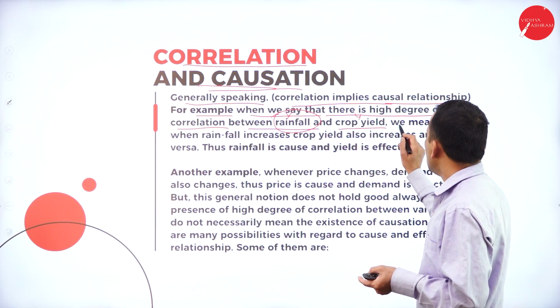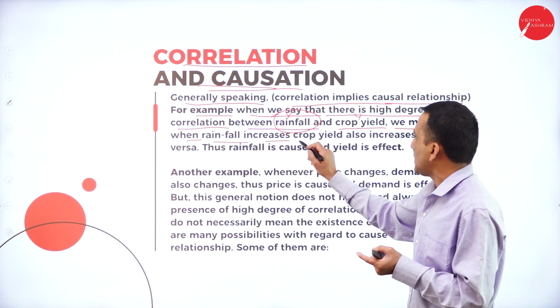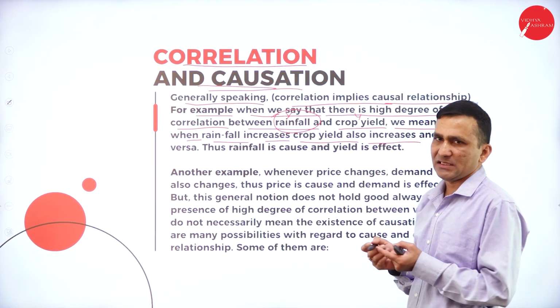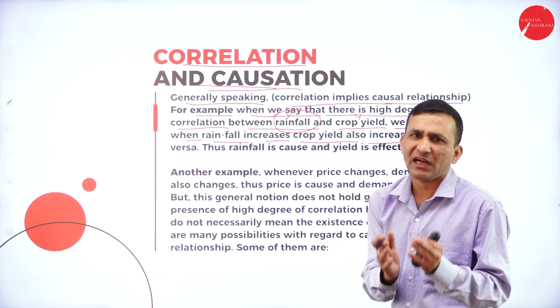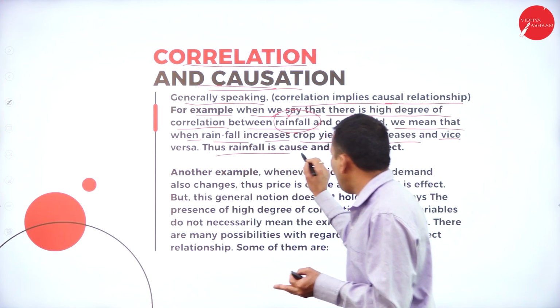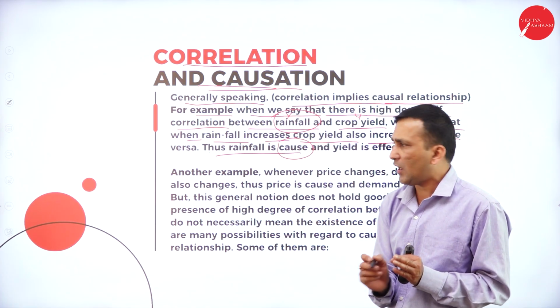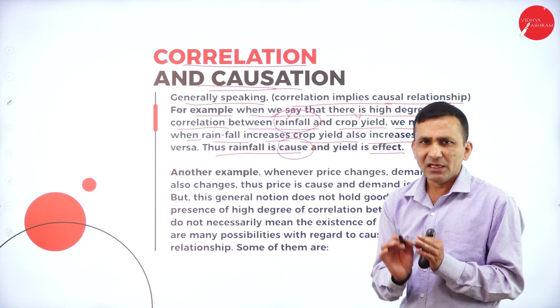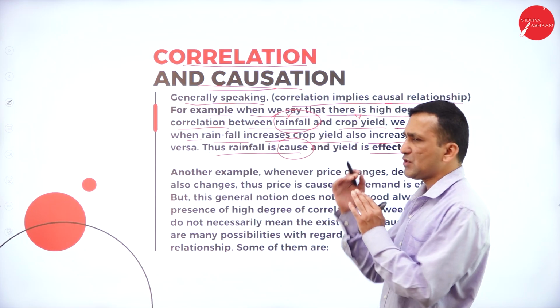How is it? We mean that when rainfall increases, of course, the crop also increases, because all the farmers depend on rain. And vice versa. Here the rainfall is a cause; you need to identify the cause. The rainfall is a cause, yield is an effect. If the rainfall decreases, the crop also decreases.